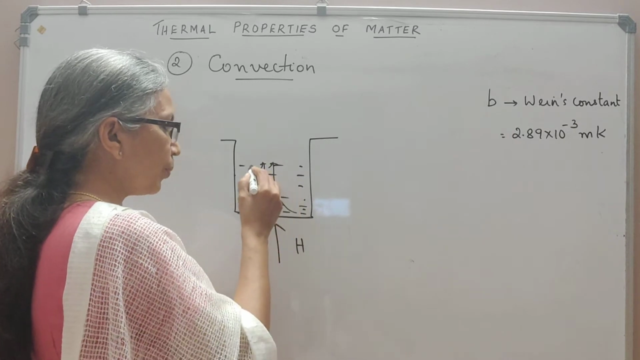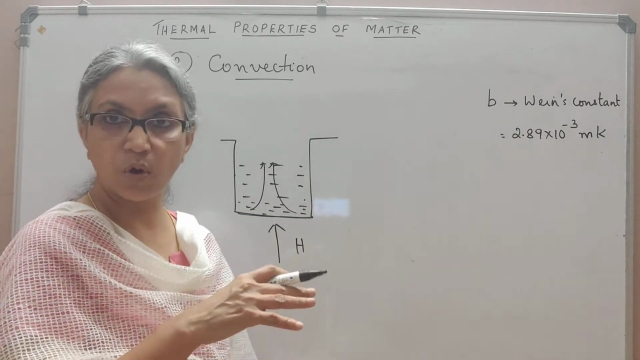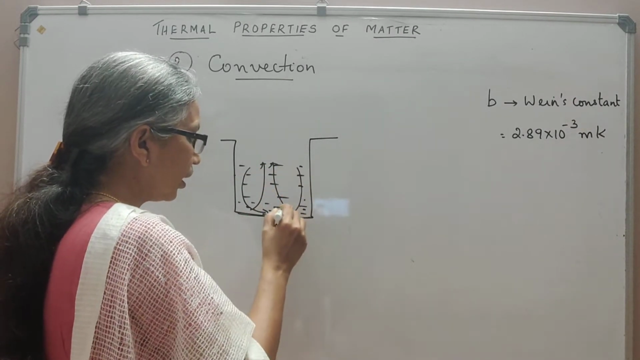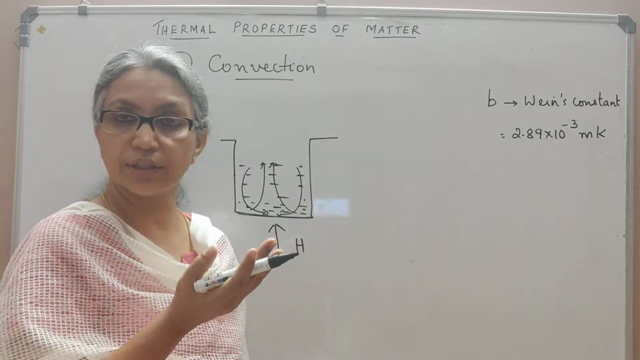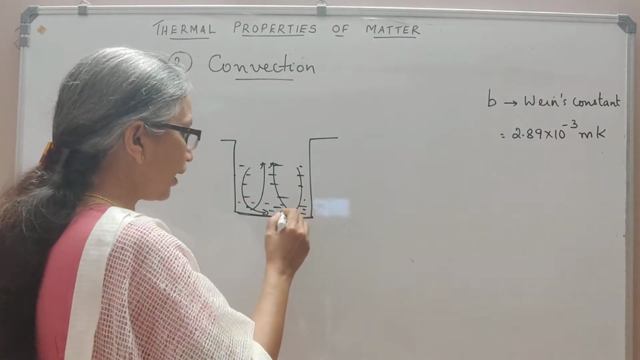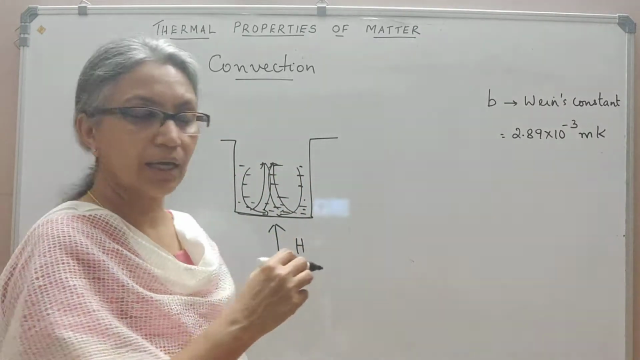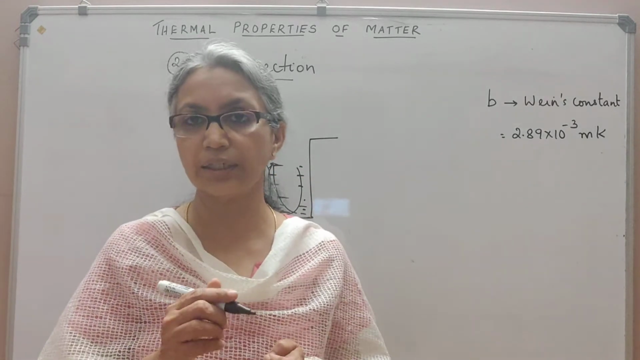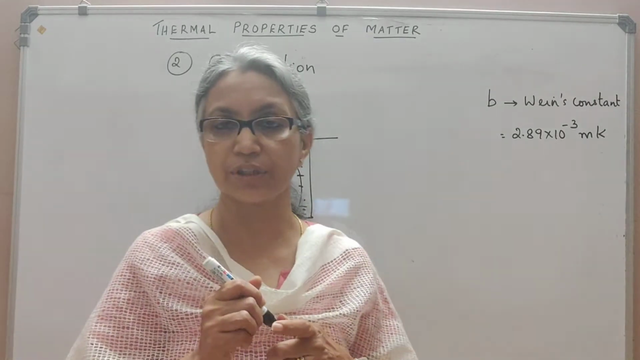When it rises to the top, the colder water on top, which is more dense, will move down here, and then this gets heated up. When it gets heated up and its temperature increases, it becomes less dense and rises up, thus setting up these convection currents. Because of the convection currents, the whole of the fluid gets heated up. So this is another mode of transfer that we call convection.